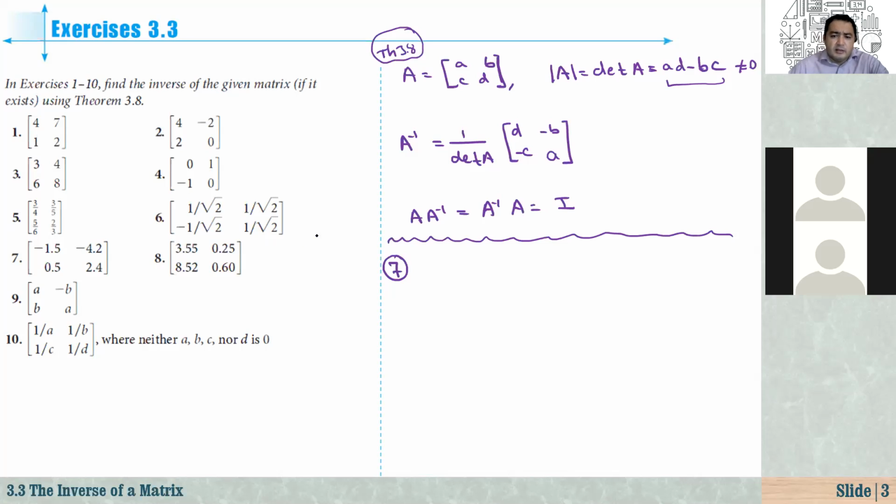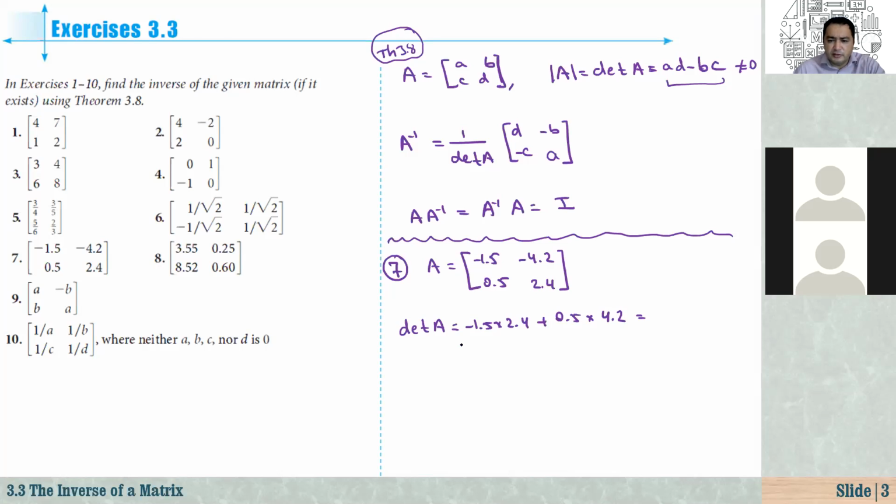So in question 7, our matrix, let's say A, has components negative 1.5 and negative 4.2, and here we have 0.5 and 2.4. I don't know if it has an inverse or not, so let's calculate its determinant. Determinant of A is equal to negative 1.5 times 2.4 minus, but with this minus it is plus, 0.5 times 4.2.